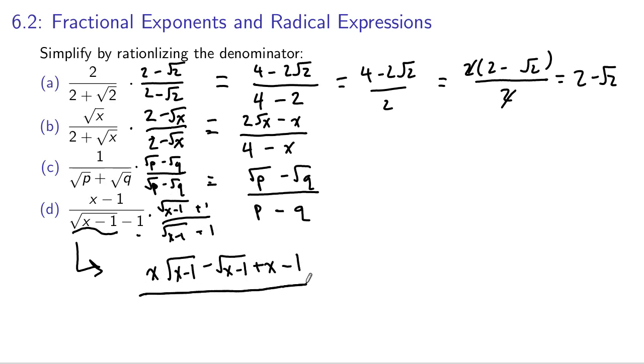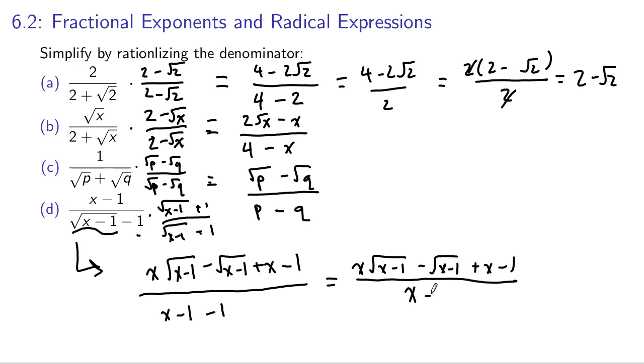And then the denominator will have square root of x minus 1 times the square root of x minus 1 will give us x minus 1. And then we'll subtract 1 times 1, because that's what will be left. Remember, the outer and the inner parts cancel in the FOIL, and multiplying by the conjugate, that's why we do it. And we're left with x square root of x minus 1 minus the square root of x minus 1 plus x minus 1. All of this stuff over x minus 2.